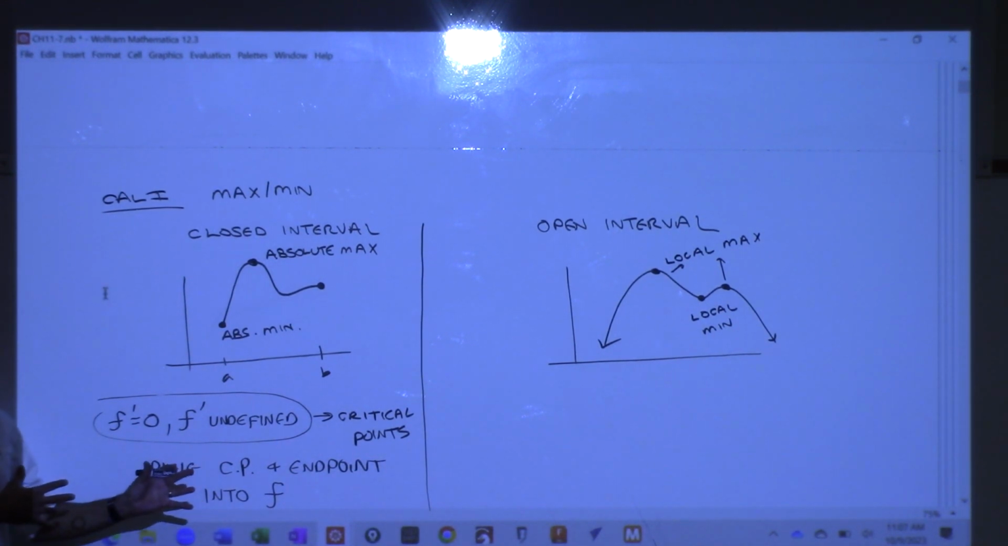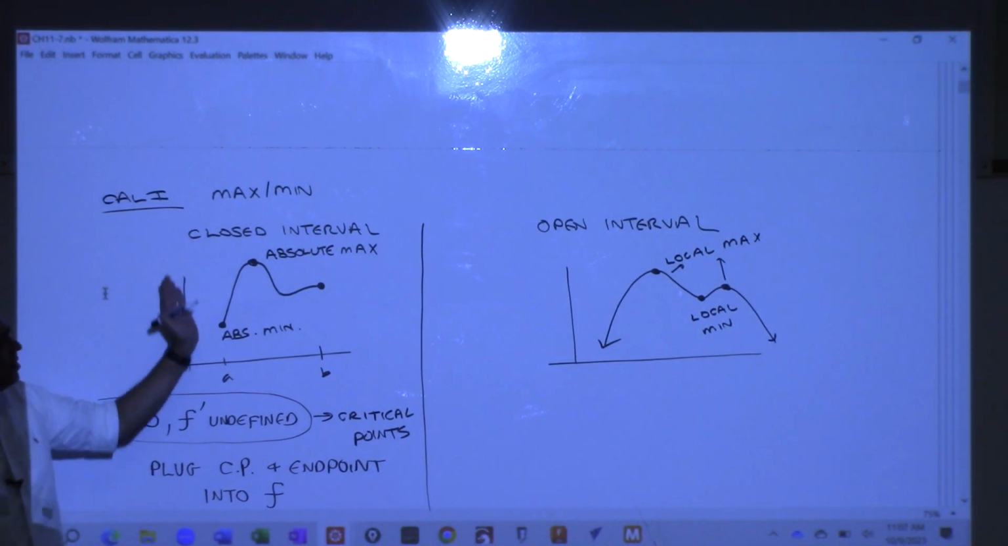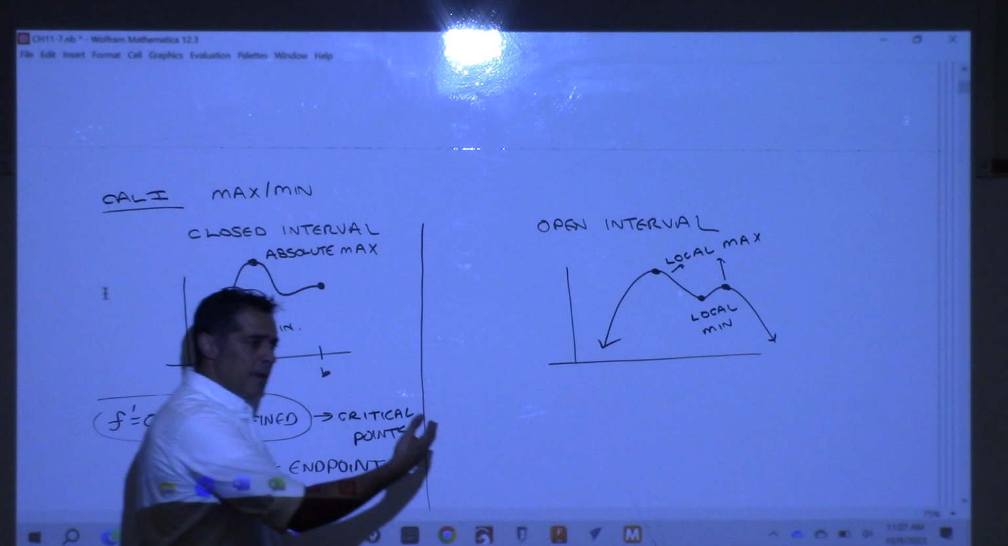Does that ring a bell? Does that seem a little familiar to you? Okay, that's how you do it if you have a closed interval, right? Now, if we have an open interval, it's different.